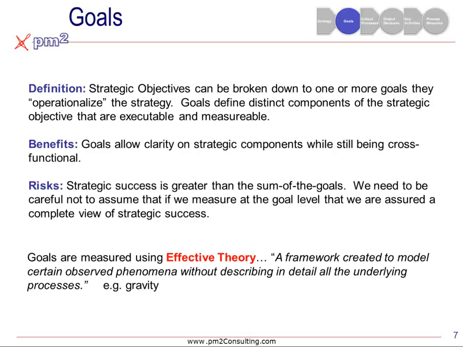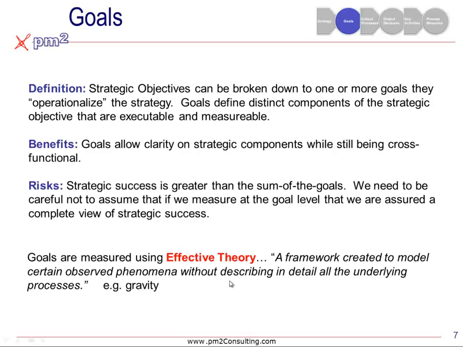The dilemma is that some organizations believe that strategy is the sum of the goals. But in fact, with an overall outcome like customer satisfaction, if I add up each of the goals within customer sat, the actual customer sat number may still be significantly different. So understand the goals are components of it, but you still may need to measure the overall strategic objective.